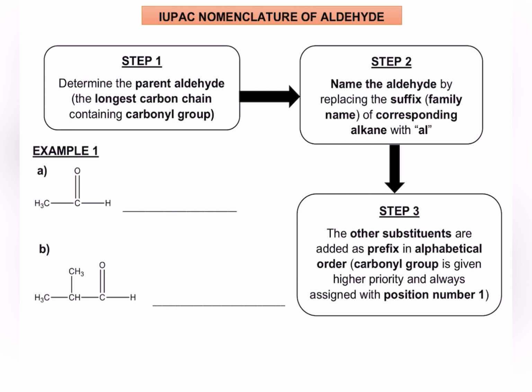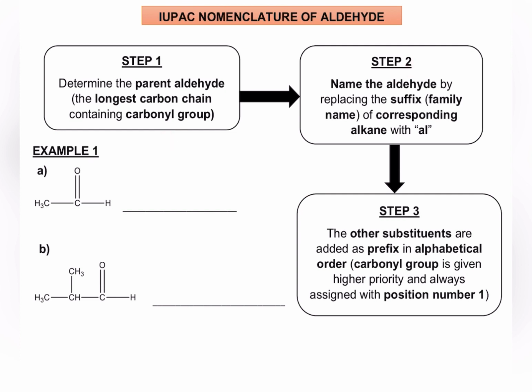The general step, which is step 1, is to determine the parent aldehyde, which must be the longest carbon chain containing the carbonyl group. Your carbonyl group must be at the lowest possible number. And for aldehyde, it's very special because the first carbon will be the carbonyl carbon.